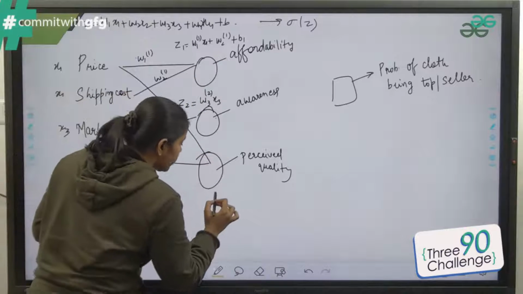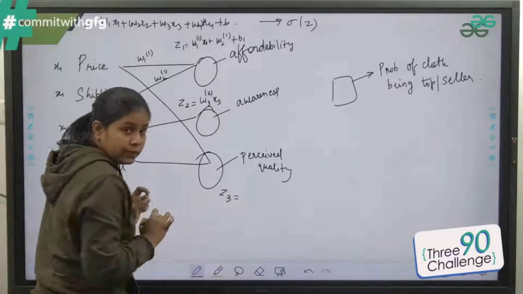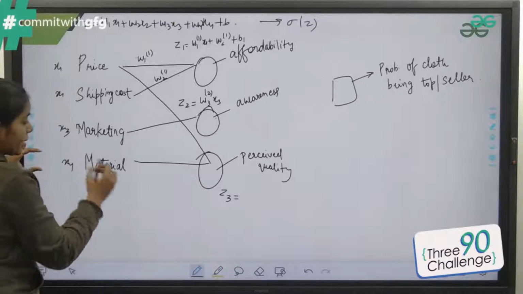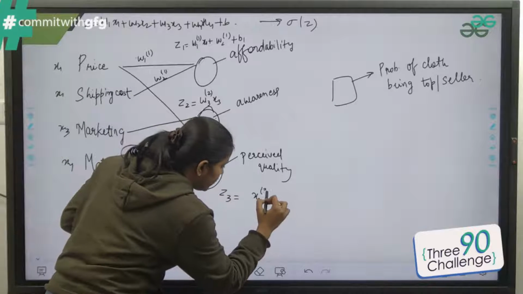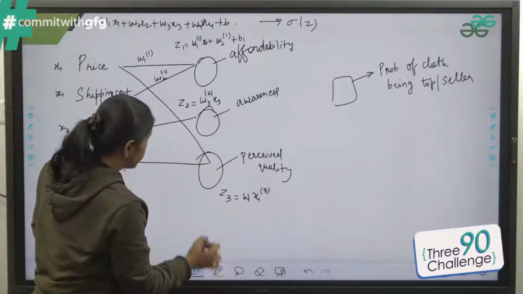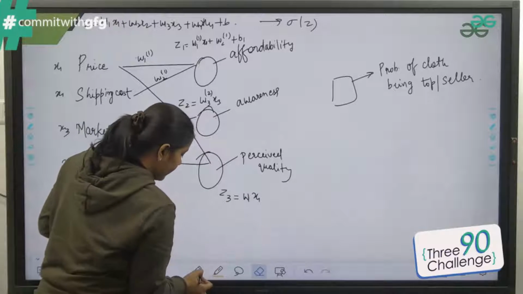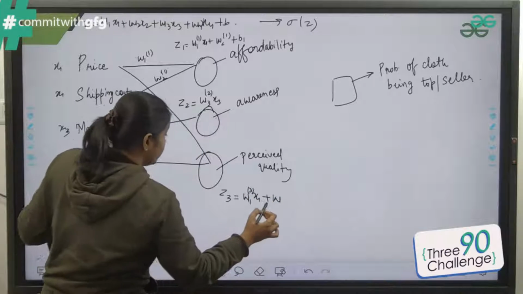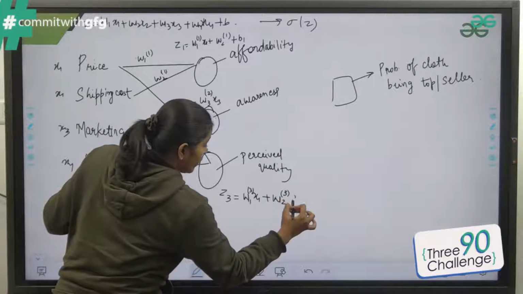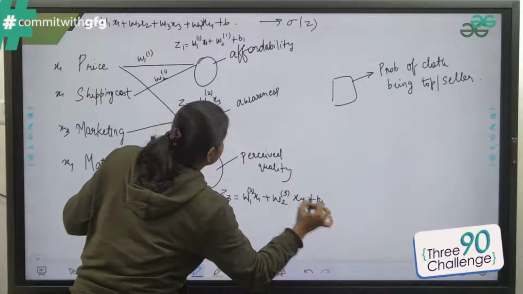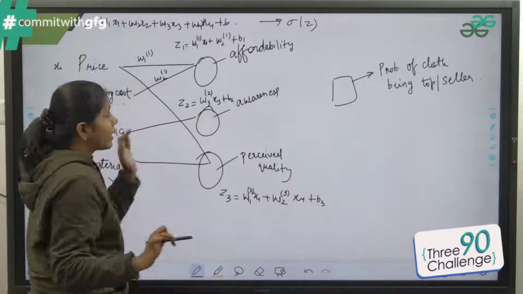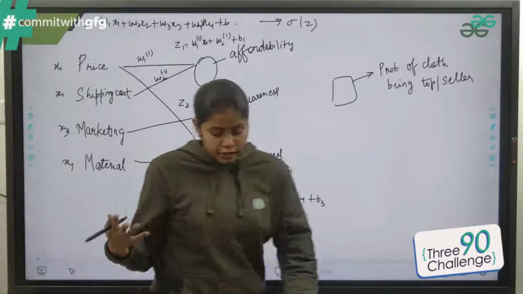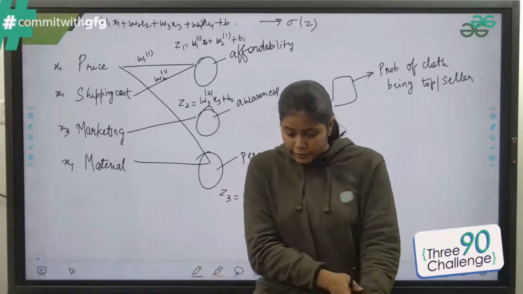Now for this perceived quality, that means I am finding out here z3, right? What would be the value for z3? You can see that material and price. So I can write down here w13 x1 plus w23 x4 plus b3. Here I have b2 as well. So I get z1, z2, z3. Right, now you will ask what would I do with z1, z2 and z3? Right? What would I get?